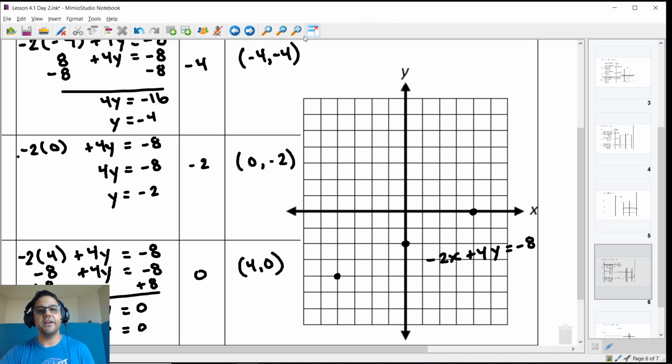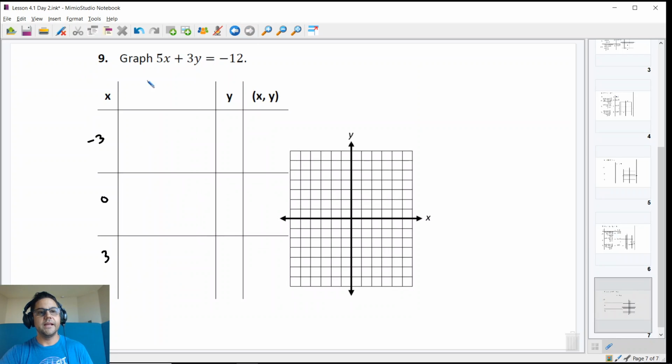Remember, when it's the standard form equation, like on number 9, you're going to look at the coefficient of y, which again is the number in front of y. That's why I chose -3, 0, 3. Keep this pattern, and you should get a pattern for your y as well.